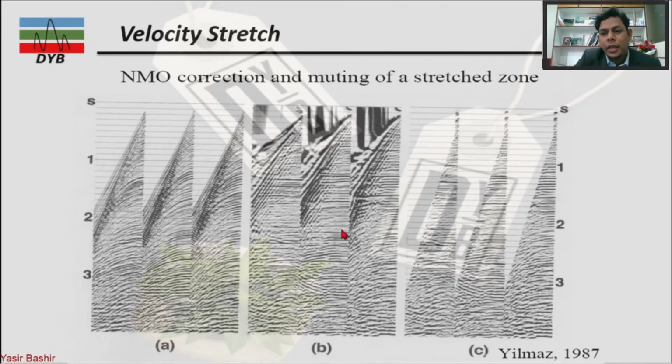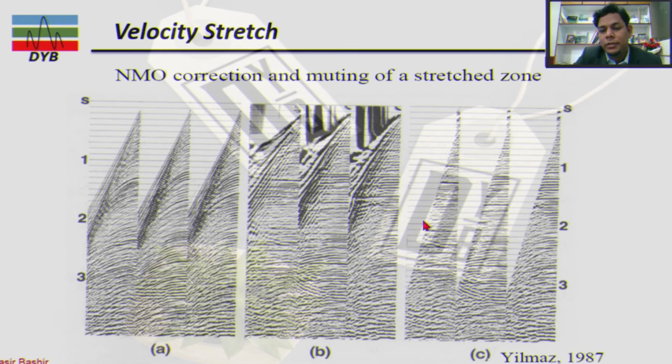This is another example. When we have the input data like this one and we do the NMO correction, it becomes like this one. So for this purpose, we have to apply some mute. What we do is define the stretch zone, and this stretch zone can be muted, so this data can be removed to have better accuracy of the data. And once we do the stacking, that will give better results.